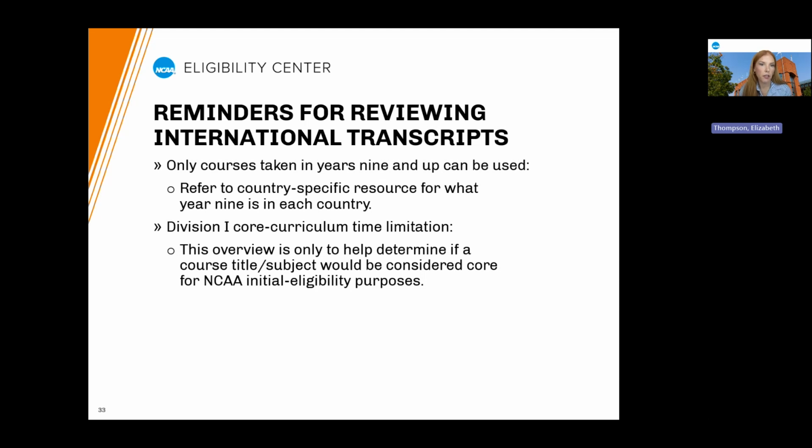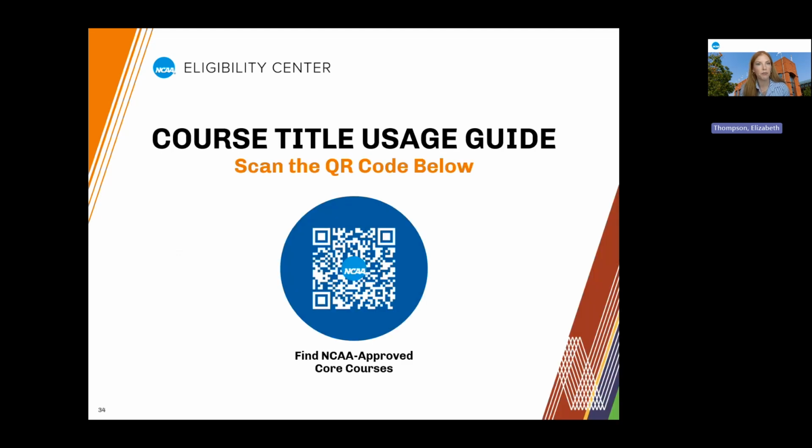Be sure to reference the country-specific resource for what year 9 is in each country. And then, as I mentioned, that Division 1 core curriculum time limitation. Depending on what the timeline is in your country, some countries are 11-year systems, some are 12, some are 13, some are 14. Be sure to review the country PDF and then what diploma type you are earning to determine the core curriculum time limitation for you for Division 1, which determines which years of courses we can use in the eligibility process.